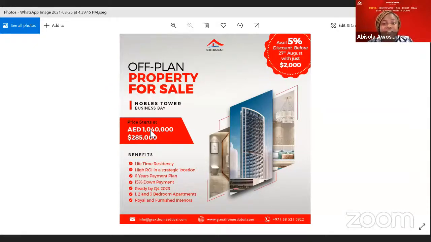Remember, this offer is ending on 28th August 2021. To enjoy the 5% discount, you can invest with a deposit as low as 5,000 USD, or as low as 2,000 USD today, just to do your booking. Once you have your reserve, you can do the rest later. In 2 to 3 weeks, you can pay up your 15%. We are still giving you that grace. But if you don't take advantage of that offer now, you won't be entitled to the discount.